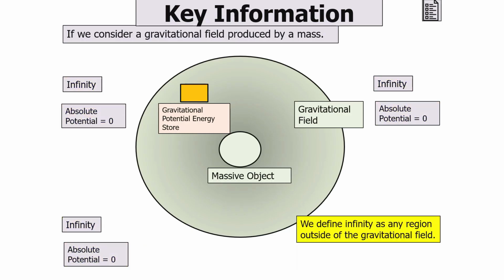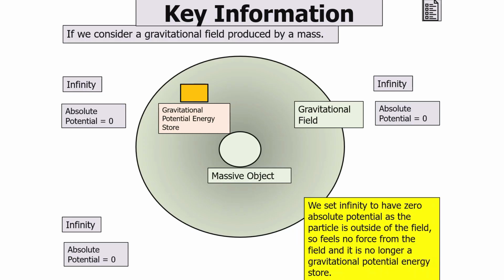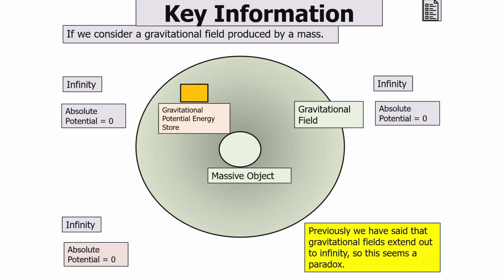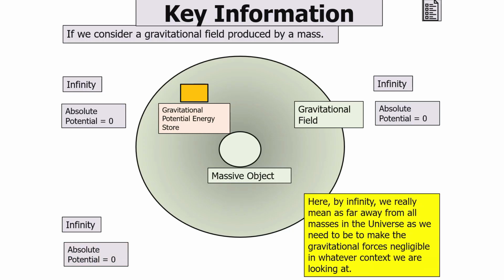Now we define infinity as any region outside of the gravitational field. We set infinity to have zero absolute potential as the particle or object is outside of the field, so feels no force from the field, and it is no longer a gravitational potential energy store. Previously we have said that gravitational fields extend out to infinity, so this seems a paradox. However, by infinity here we really mean as far away from all masses in the universe as we need to be to make the gravitational forces negligible in whatever context we are looking at.